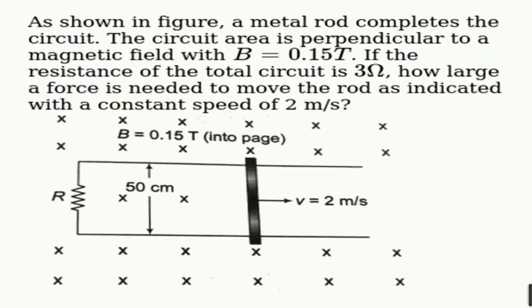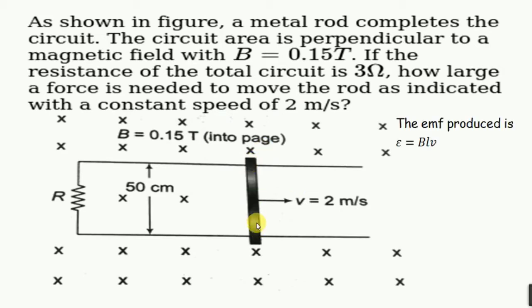In this question, this metallic rod is moving towards our right with velocity 2 meter per second, and the length of the rod is 50 centimeter, and magnetic field is 0.5 Tesla, which is going into the plane of the paper, and the resistance R is given, that is 3 ohm. So we have to find EMF, current, and the force on this conductor.